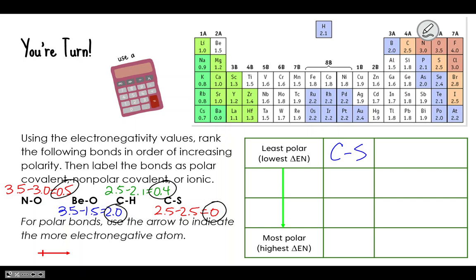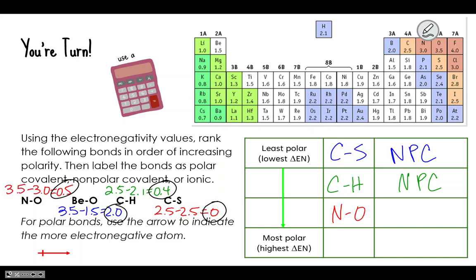Its difference is 0, so that makes it non-polar covalent, which we're going to abbreviate NPC because I want to abbreviate. Next one is going to be C to H. That's a difference of 0.4, so that still keeps it as non-polar covalent, and NPC. Now, coming up next is N to O, which is 0.5.